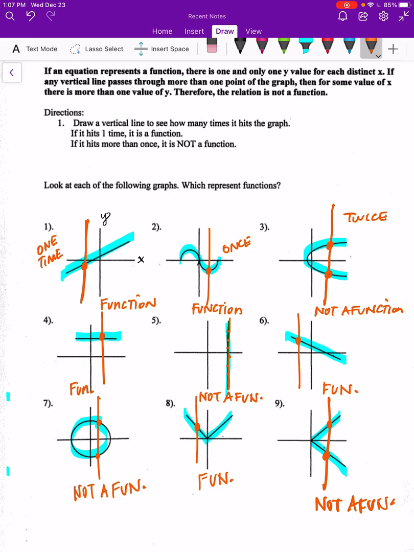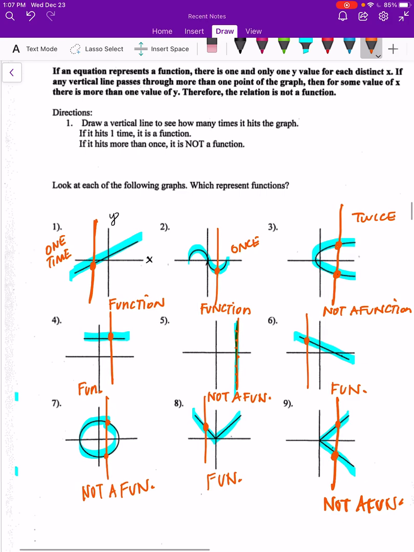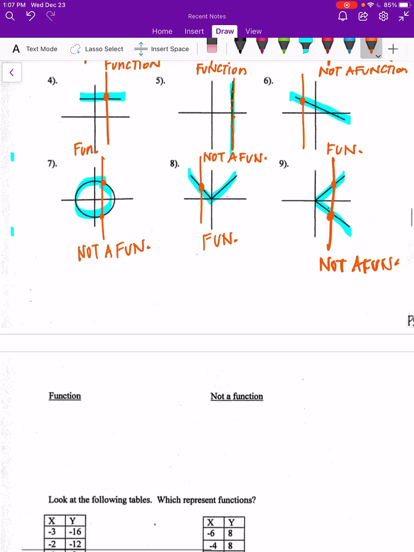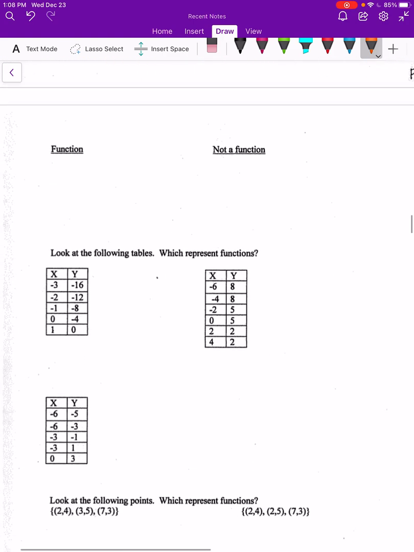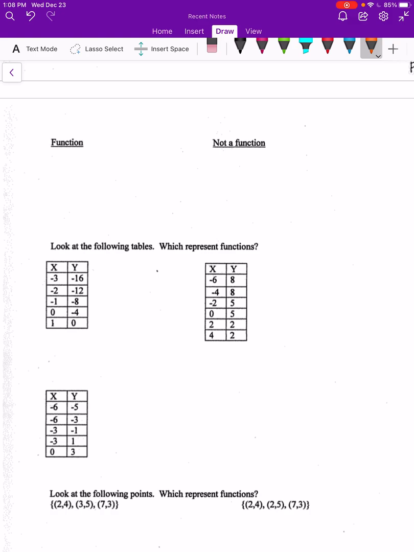Well, we have to do functions and not functions, but sometimes you guys know we've had graphs, but we also have tables that we have to talk about too. So let me go to the next page. This is actually going to be page 9, and let's talk about function and not a function, and then you see some tables. All right, I'm going to give you some mathematical language to begin with.